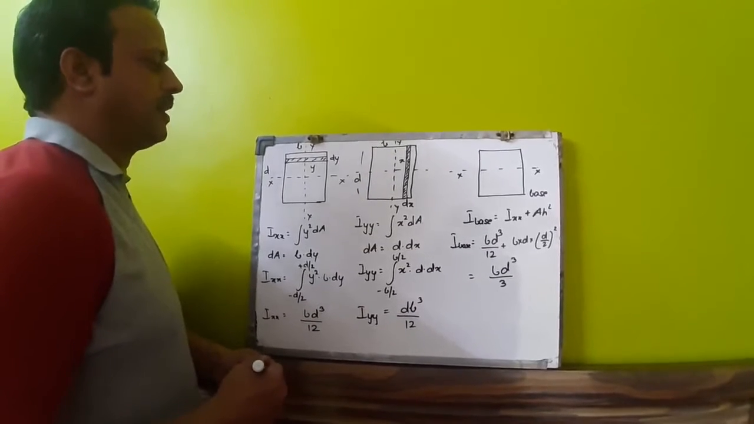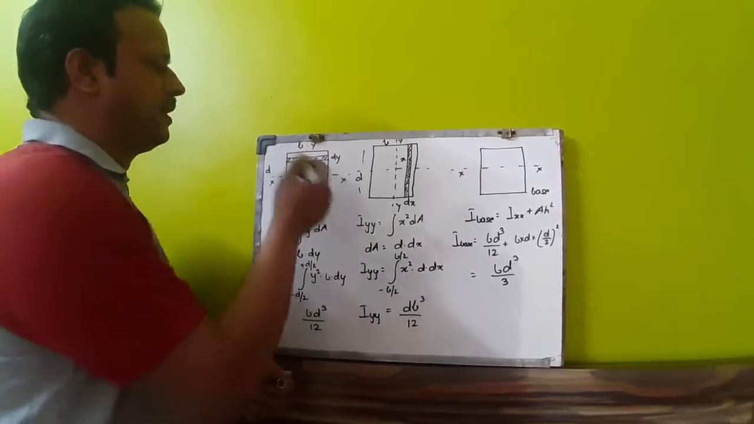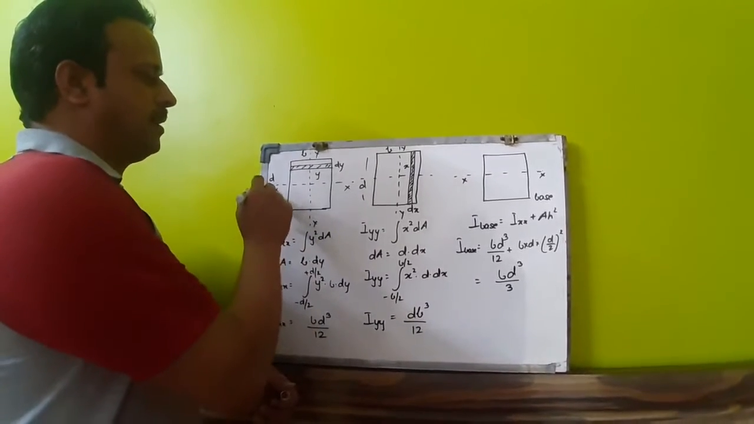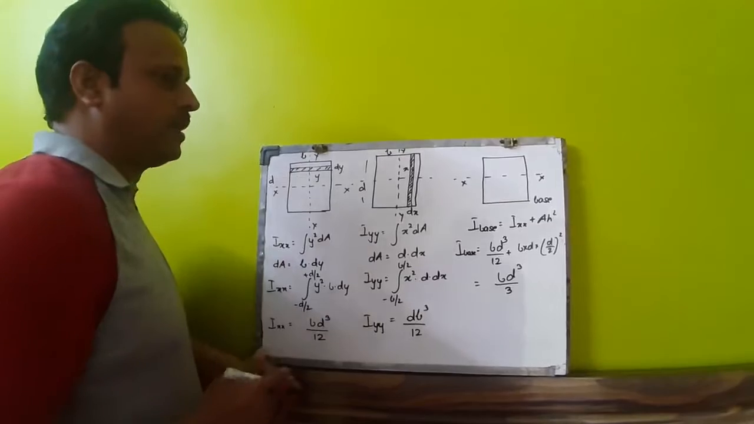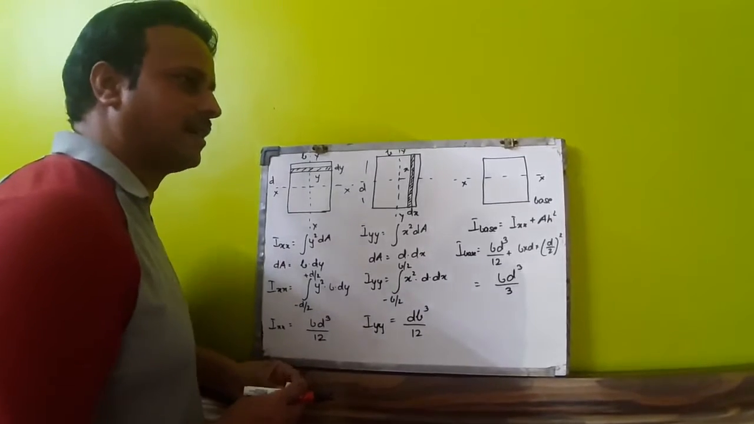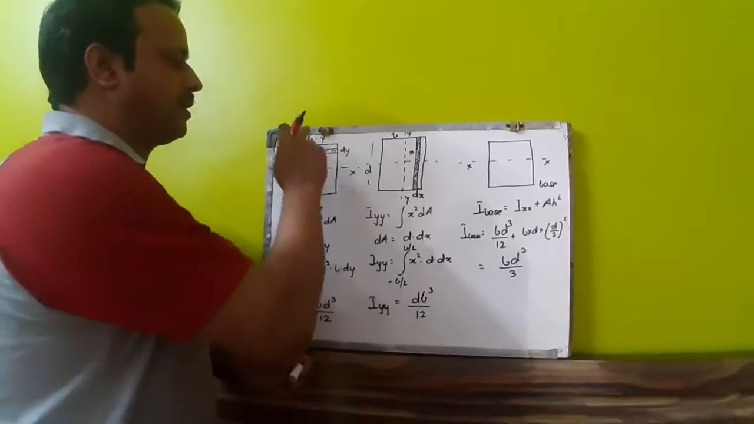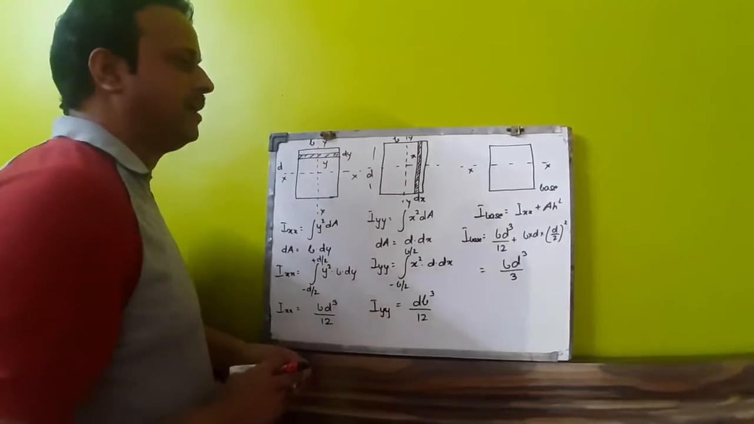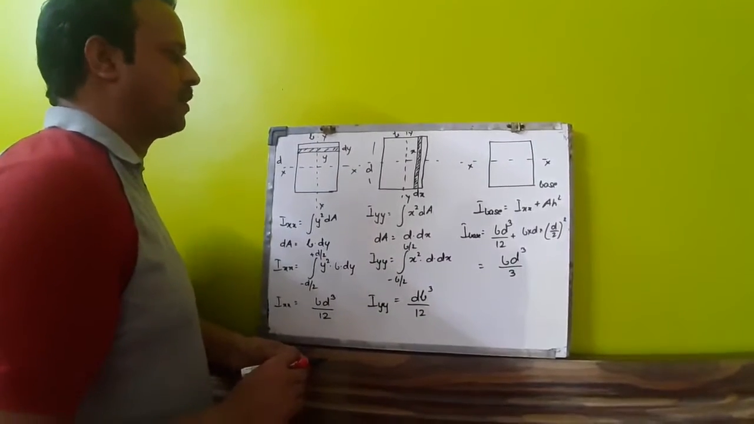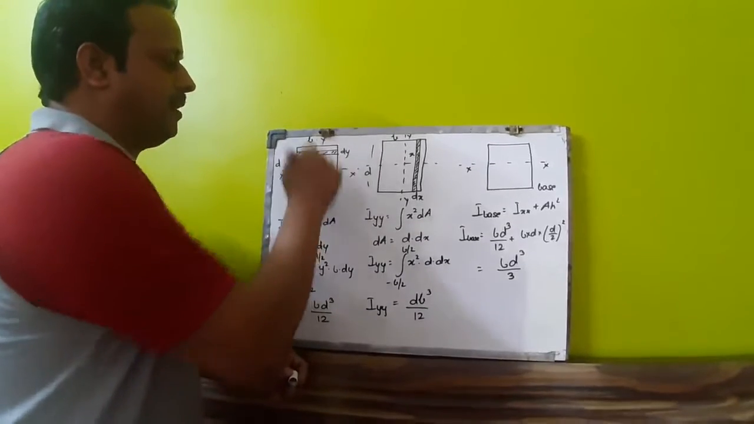So first let us take a rectangle which is having dimensions b and d, and there we had to choose a reference from where distances had to be taken. Here the reference is predefined. That means the centroidal axis has already been located with the help of the concept of centroid. So this is your x-x axis and y-y axis.